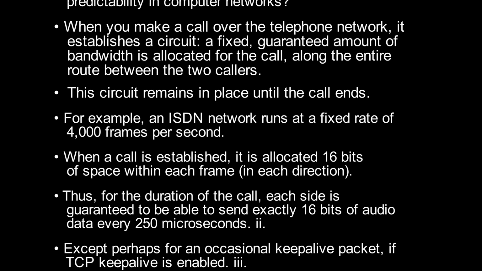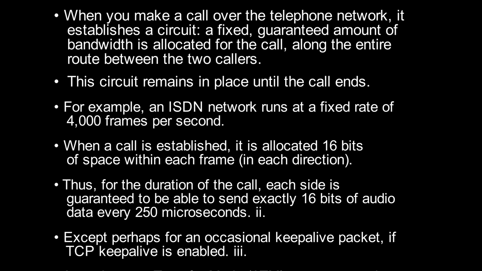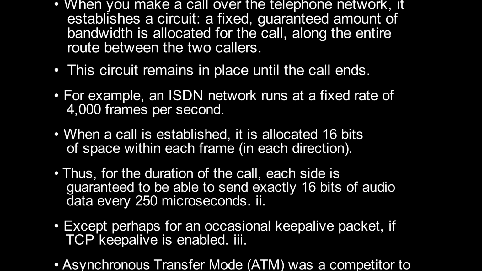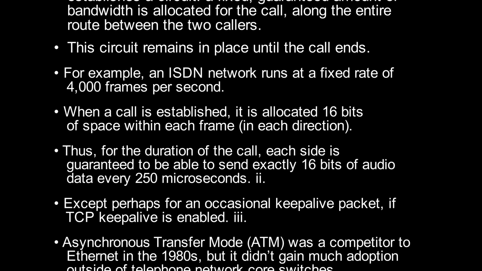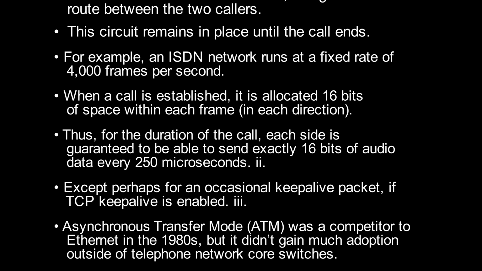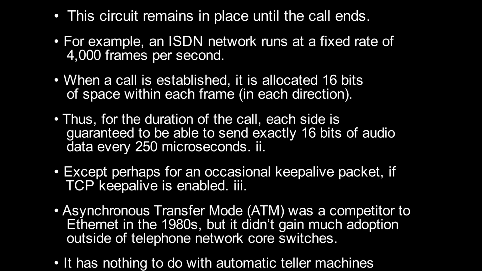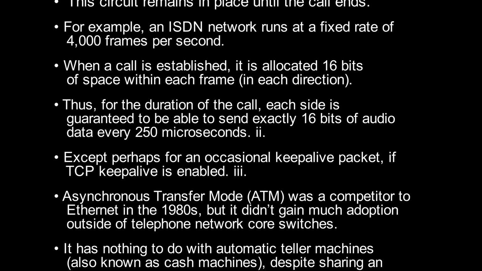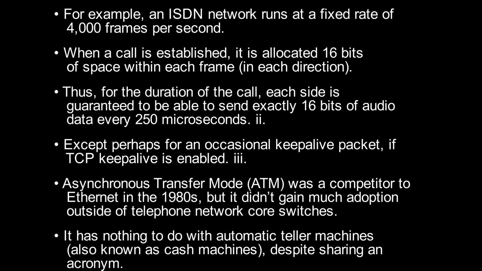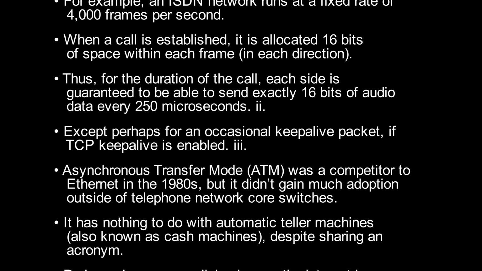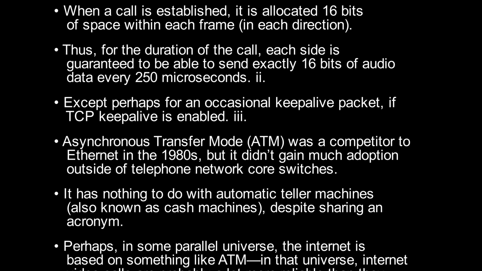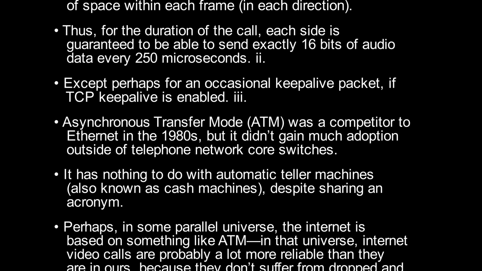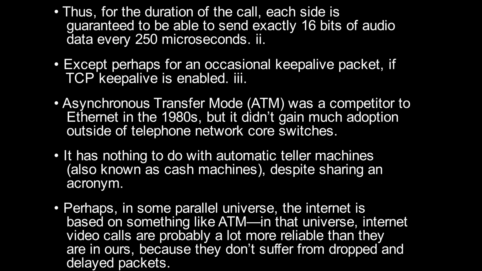Thus, for the duration of the call, each side is guaranteed to be able to send exactly 16 bits of audio data every 250 microseconds, except perhaps for an occasional keep-alive packet, if TCP keep-alive is enabled. Asynchronous Transfer Mode, ATM, was a competitor to Ethernet in the 1980s, but it didn't gain much adoption outside of telephone network core switches. It has nothing to do with automatic teller machines, also known as cash machines, despite sharing an acronym.